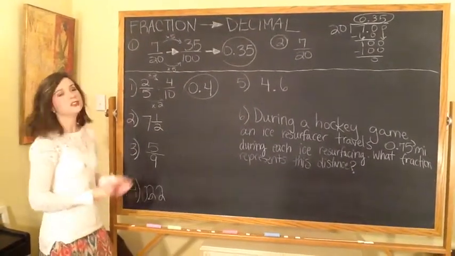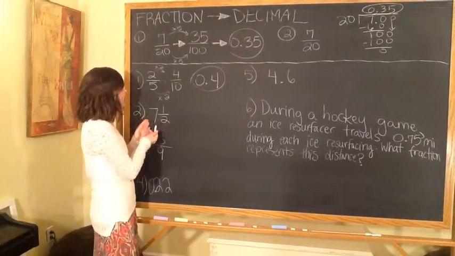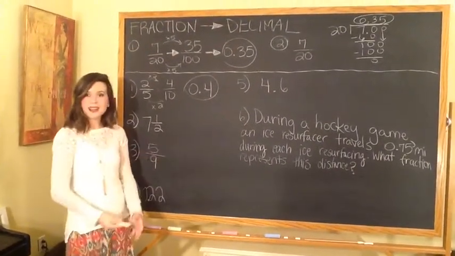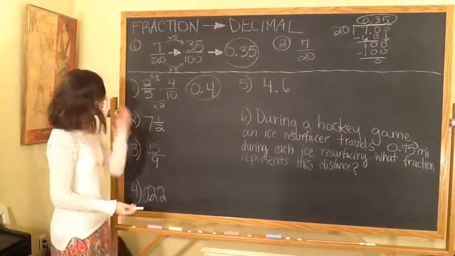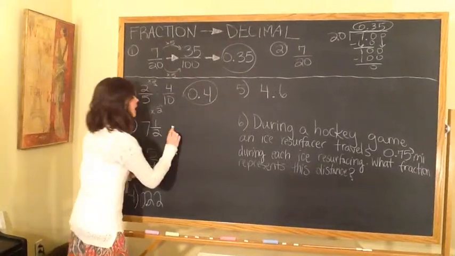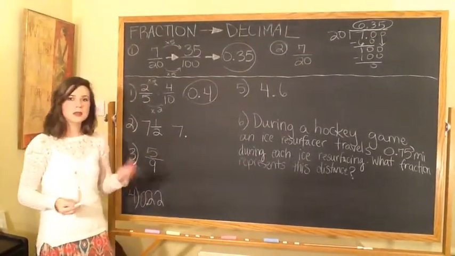Alright, number 2, this time is a little bit different because I have a mixed number. So that means I have a whole number and a decimal together. So I'm going to think about it. Alright, 7. That means that 7 is my whole number. Now what is going to be in the decimal place?